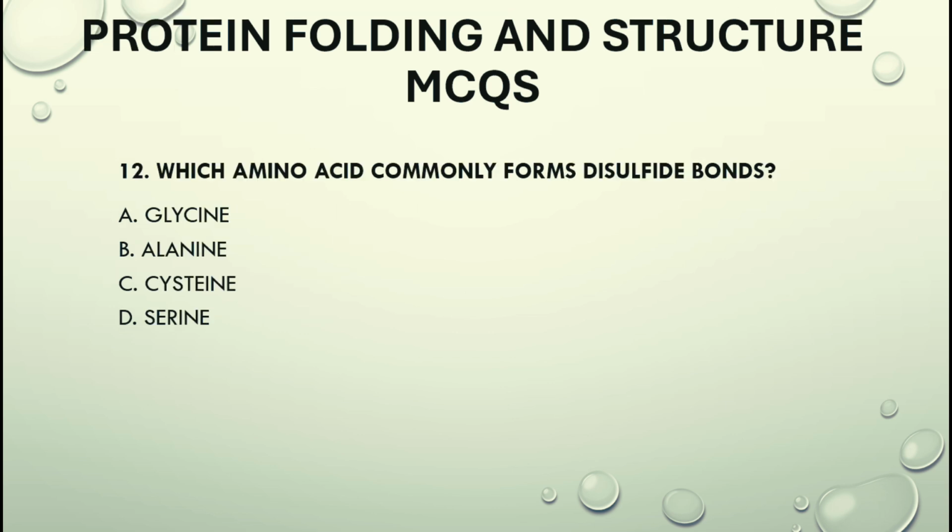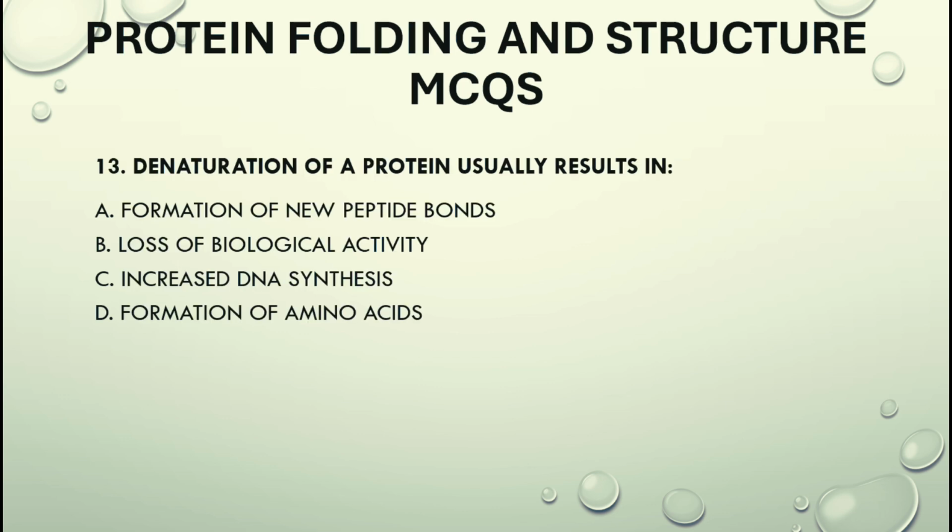Number 12. Which amino acid commonly forms disulfide bonds? Is it glycine? Is it alanine? Is it cysteine? Is it serine? The correct option here is C, cysteine. Now, the cysteine residue can form disulfide bridges. Are we together?